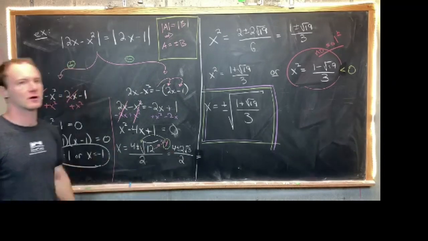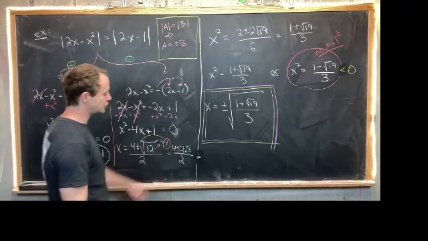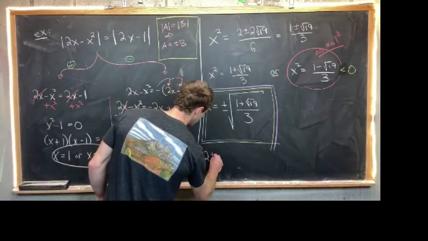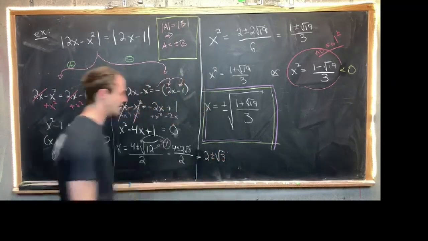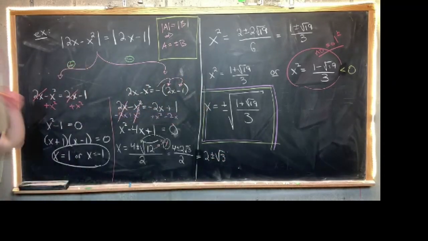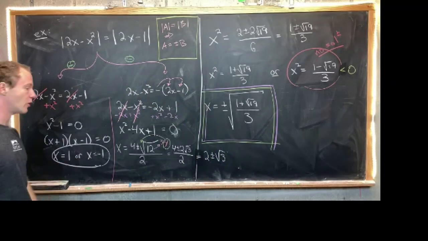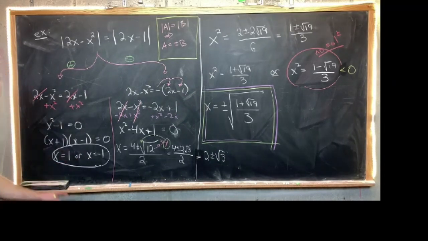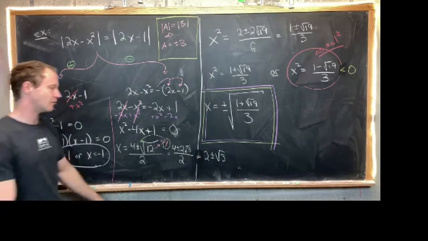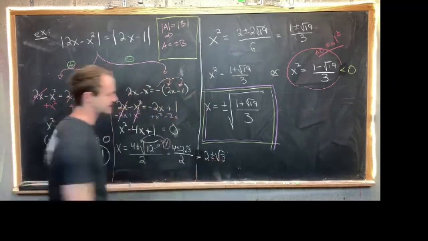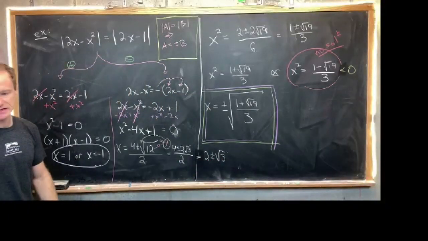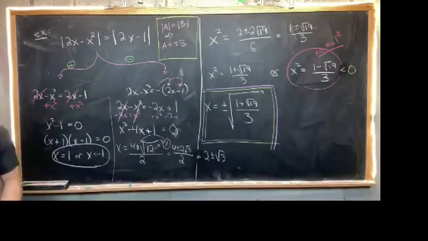2 goes into 4 2 times, goes into 2 1 time, so we get 2 plus minus the square root of 3. So that gives us 2 more solutions. So notice in total, we have 4 solutions. We have 1, -1, 2 plus the square root of 3, and 2 minus the square root of 3.